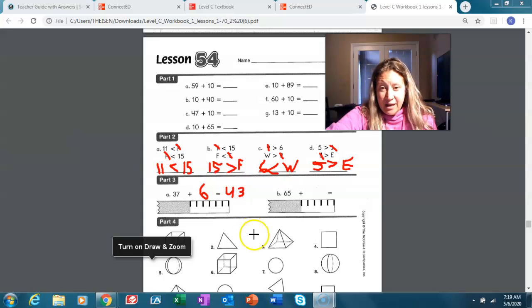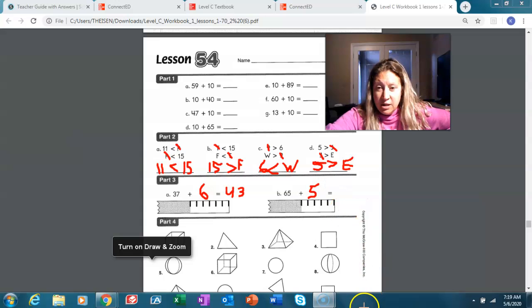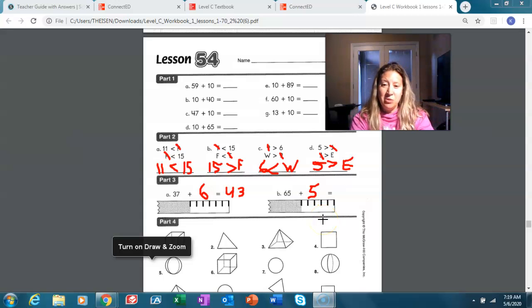Good. Going on to B. What is the shaded part? 65. Count and write down the number for the unshaded part. And did you get 5 for the unshaded part? Good job. And now I want you guys to get 65 going and count 5 more and tell me what that equals. Did you guys get 70 for that? Good job. It goes 65, 66, 67, 68, 69, 70. Excellent.